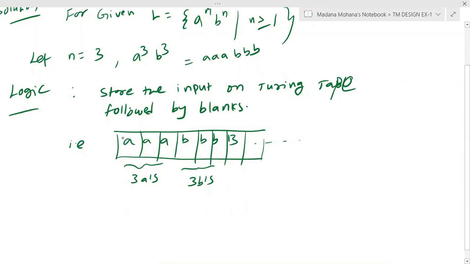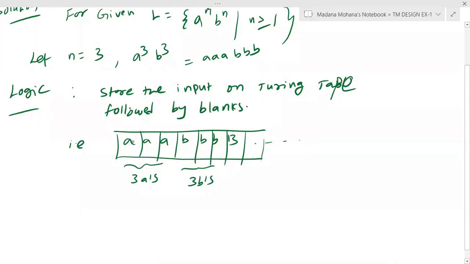So how to identify the previous symbol is already scanned? That means after scanning a symbol, it may be replaced with another symbol. Here the nature of the language is first a number of A's followed by the same number of B's. Suppose here we have taken 3 A's, 3 B's.